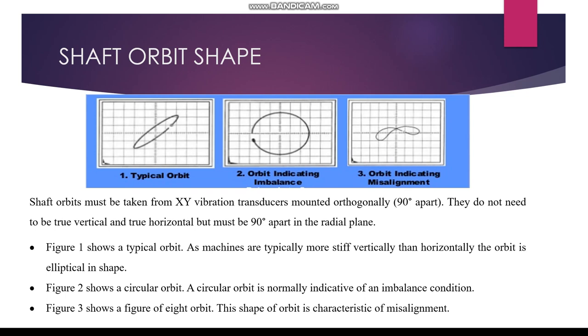Figure 1 shows a typical orbit. As machines are typically stiffer vertically than horizontally, the orbit is elliptical in shape. Figure 2 shows a circular orbit. A circular orbit is normally indicative of an imbalance condition. Figure 3 shows a figure of 8 orbit. This shape of orbit is characteristic of misalignment.